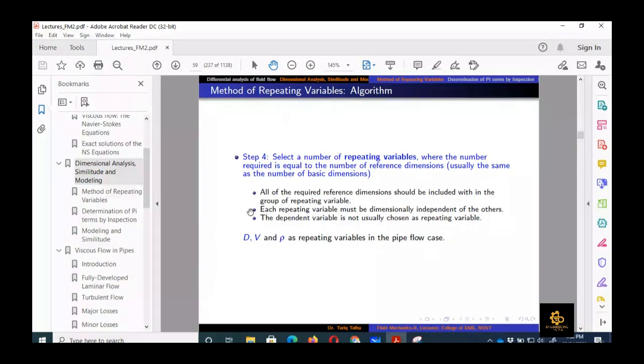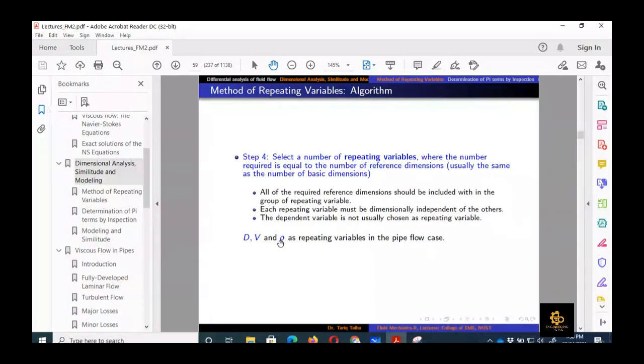So if we can meet all three conditions listed here, then we are free to choose any variables. Like in this problem, we have chosen D, V, and rho. We would get the same result if we chose the variables D, V, and mu.